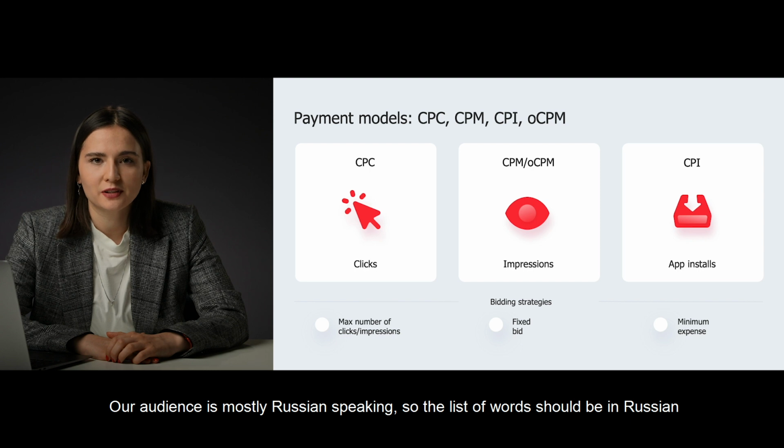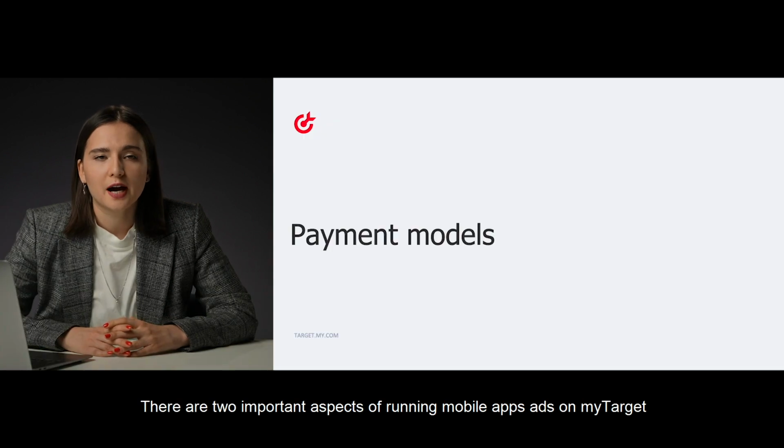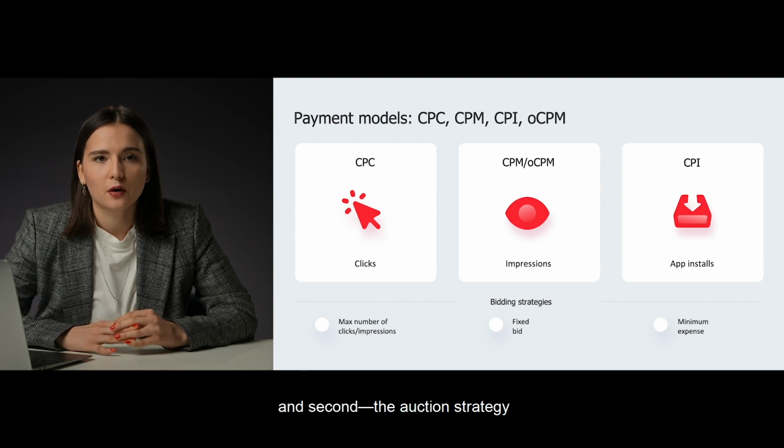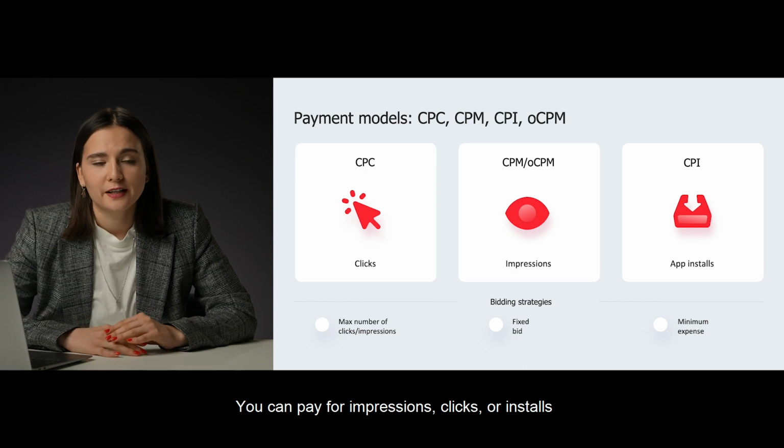Our audience is mostly Russian-speaking, so the list of words should be in Russian, but we can help you with this list. There are two important aspects of running mobile app ads in myTarget. First, the payment model, and second, the auction strategy. You can pay for impressions, clicks, or installs.